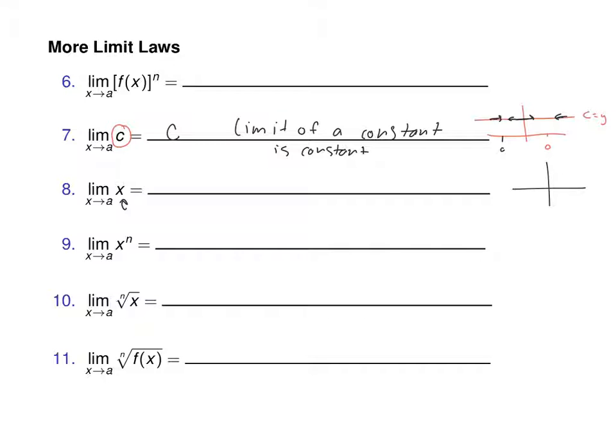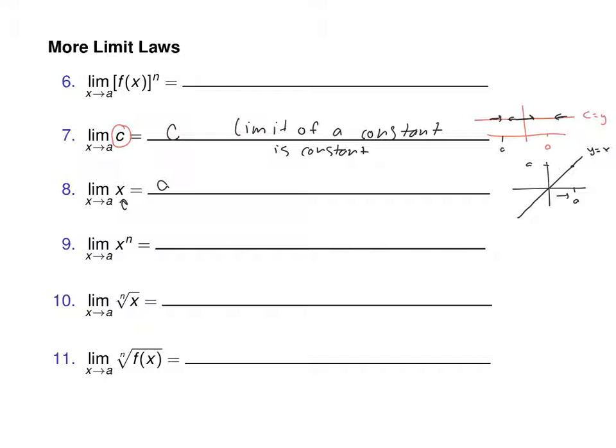It's a diagonal line. And that's called the identity function because x and y are always the same. If x is 1, y is 1. If x is 2, y is 2, right? So what happens as x goes to a? What would the y value be at that a? A. So the limit as x goes to a of x is a.